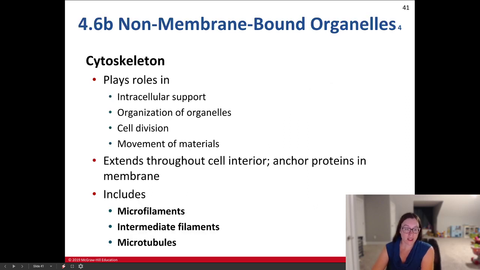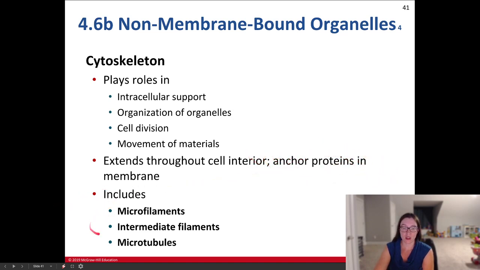Now we have the cytoskeleton. So the cytoskeleton is going to play a role. It's like the bones of the cell. It makes sure that the cell has support, but it also helps move the organelles around. They're important in cell division and moving other materials around inside the cell. It's going to be found all in the middle and the inside of the cell. It's going to anchor to those anchor proteins in the cell membrane that we talked about.